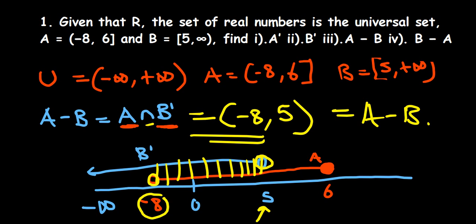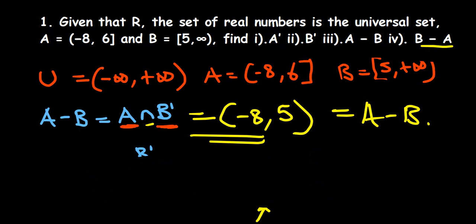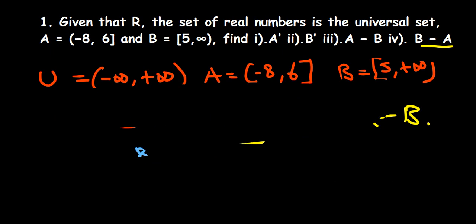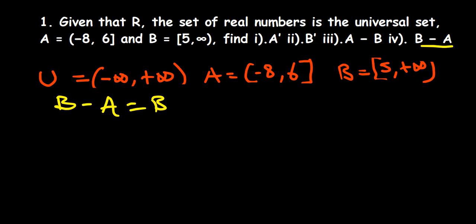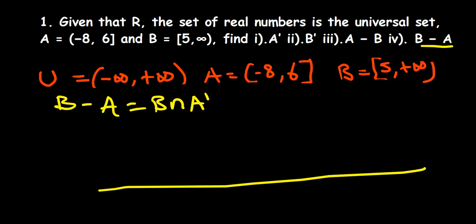Okay, I think it's quite clear. So let's solve the last one, which is B minus A on question 1, and then we go to question 2, which is a bit more involving. Okay, so we are going step by step so that we get the concept. So for B minus A, this is the same as B intersection what? A complement. So we are going first of all to find the A complement here.